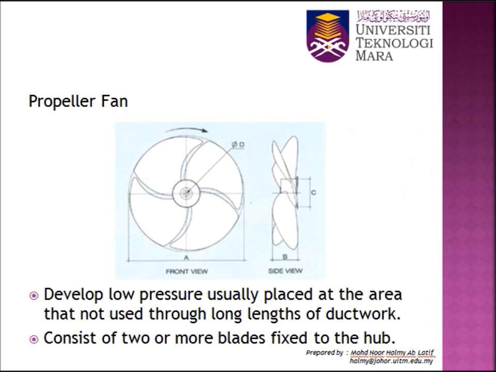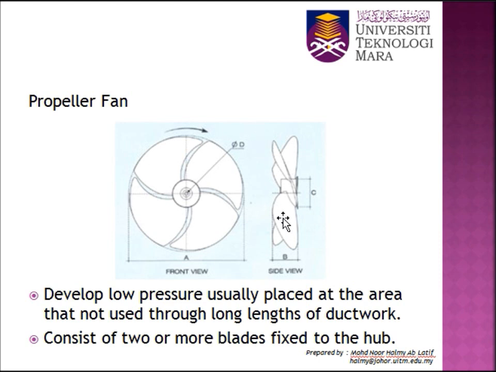Next, we go one by one. First is propeller fan. Develop low pressure, usually placed at the area that not used through long length of ductwork. Consists of 2 or more blades fixed to the hub.